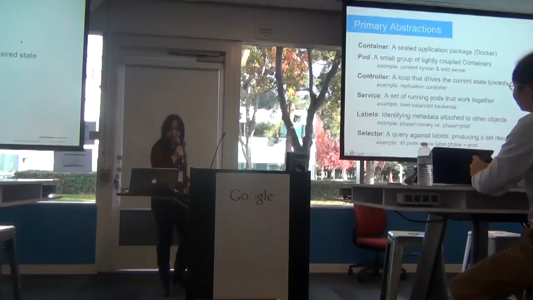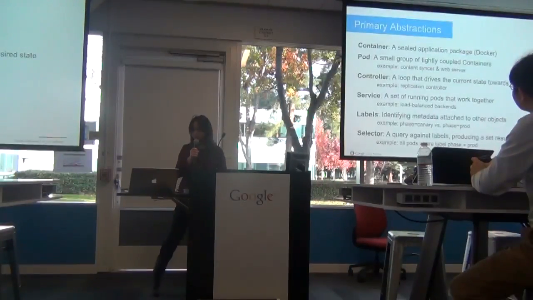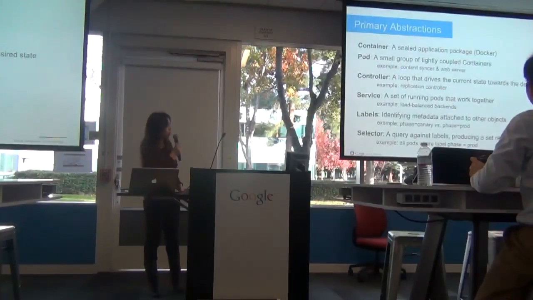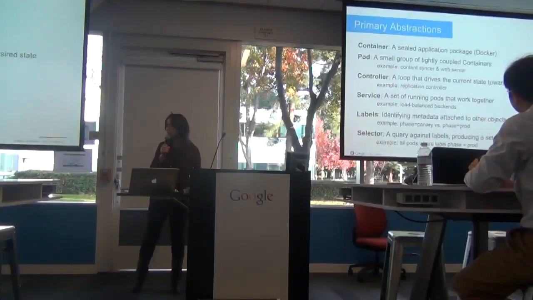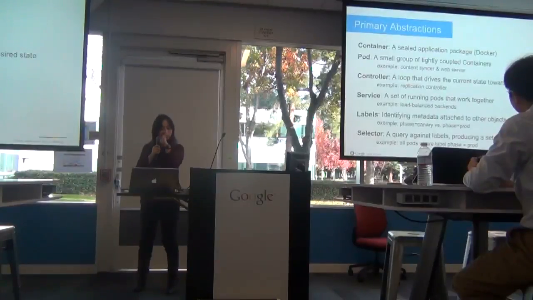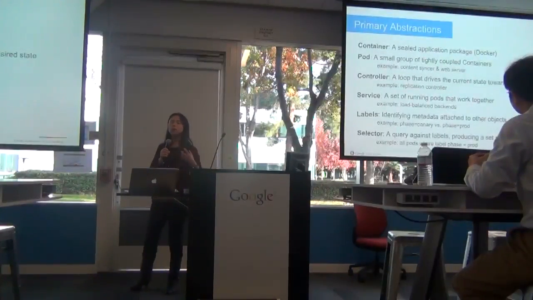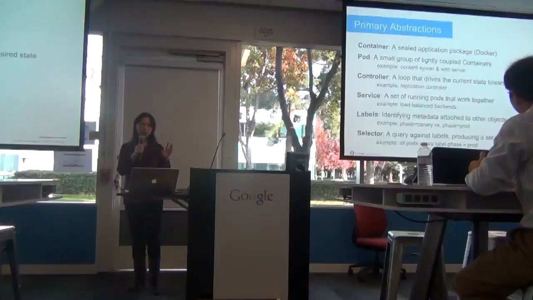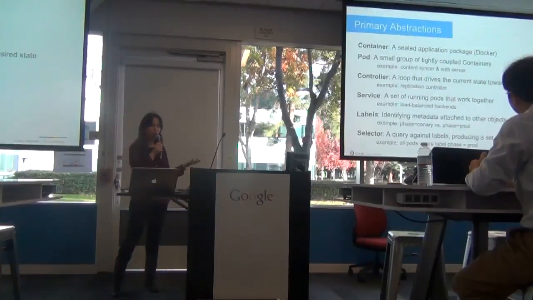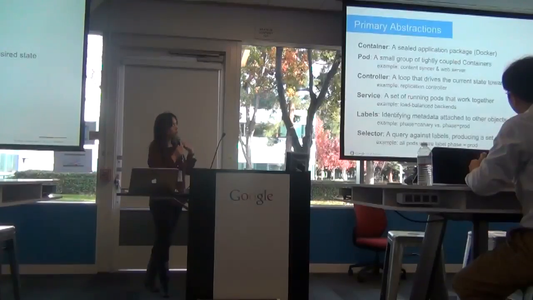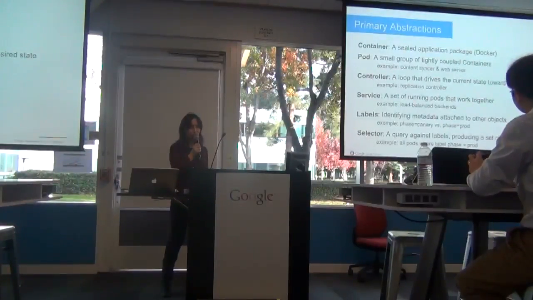Before I get into the detail, I want to talk about the primary abstractions Kubernetes tries to introduce to the cluster management world. There's something different or deviated from Docker. One thing is the container: it's still just the application package. Currently we support just Docker containers, but we could support other containers too.